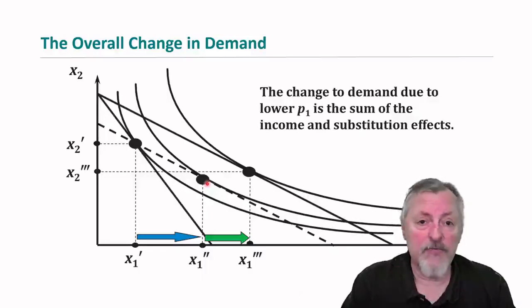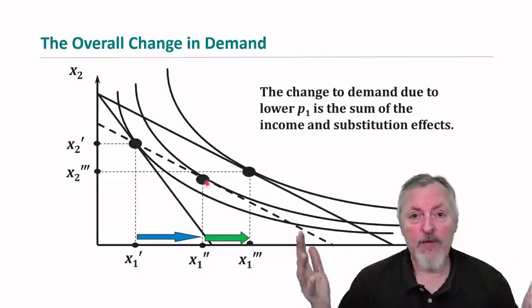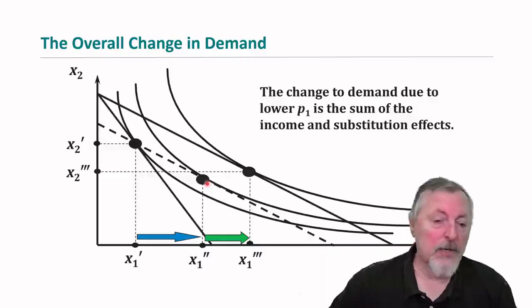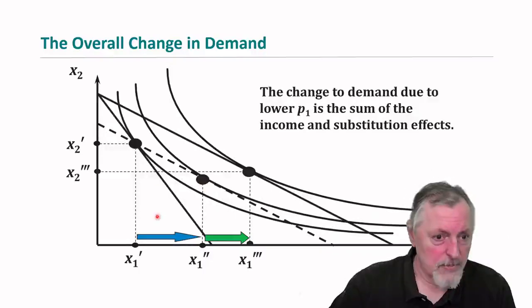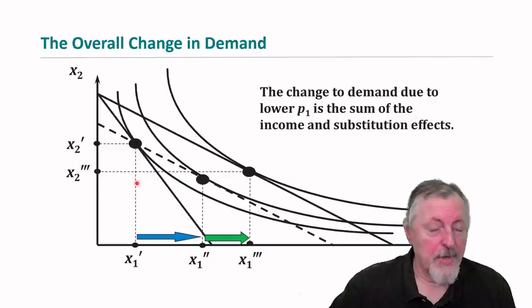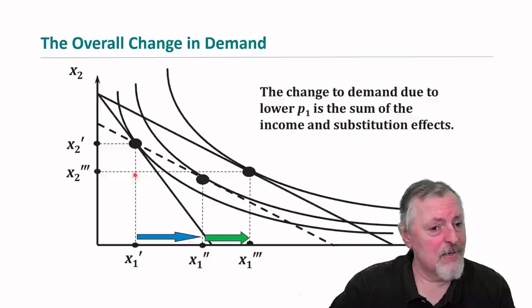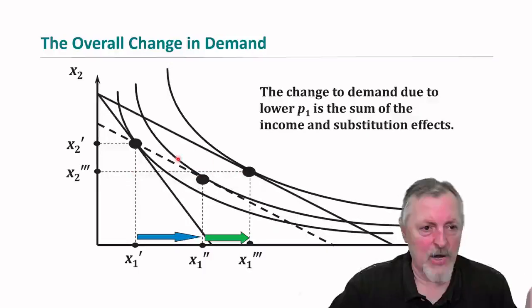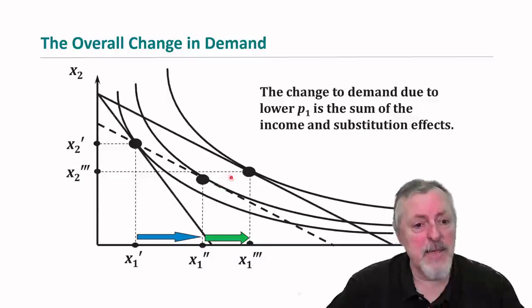But the income effect says you're richer, buy more of everything, so buy more of thing 2. So for thing 2, the substitution effect says buy less, but then the income effect says buy more. And that's why this point is a little higher on the vertical axis than that one. Now this is also a normal good, because your income goes up, just that is making you buy more of it.